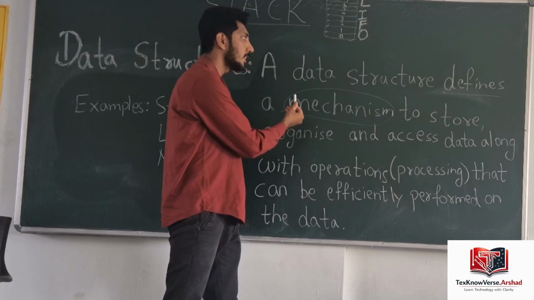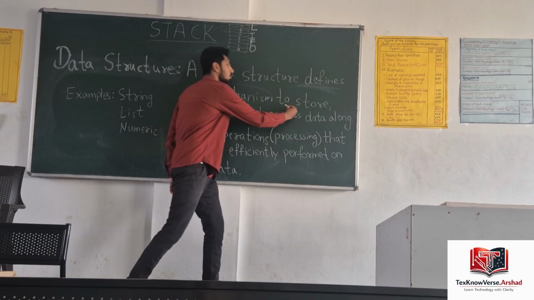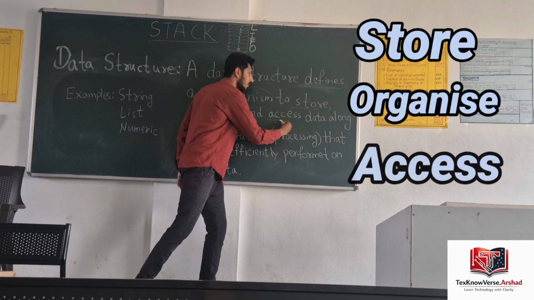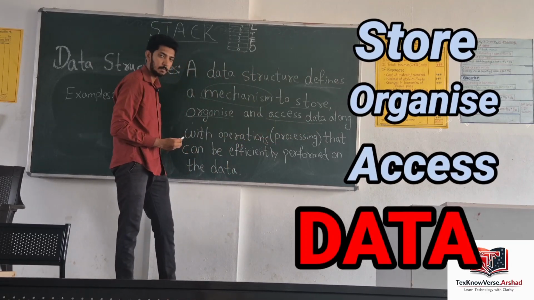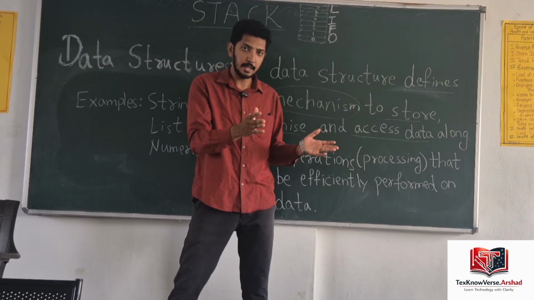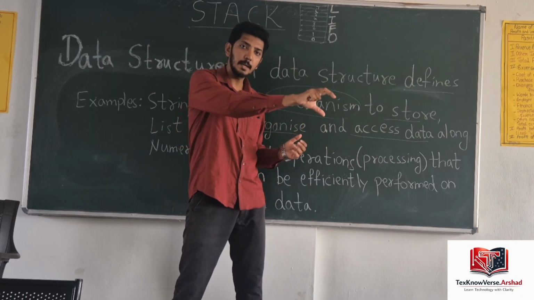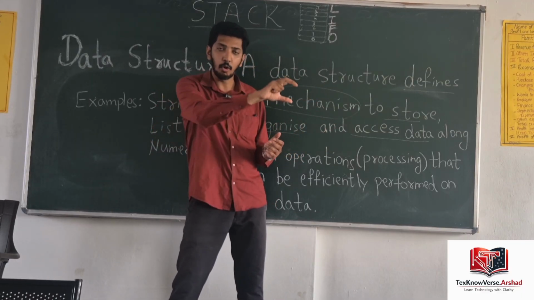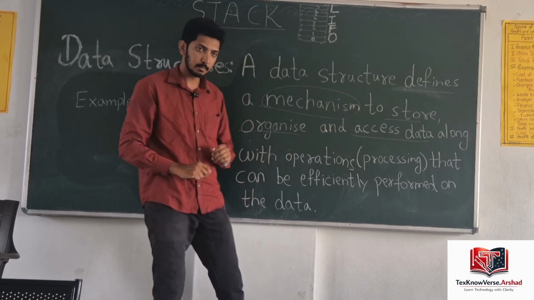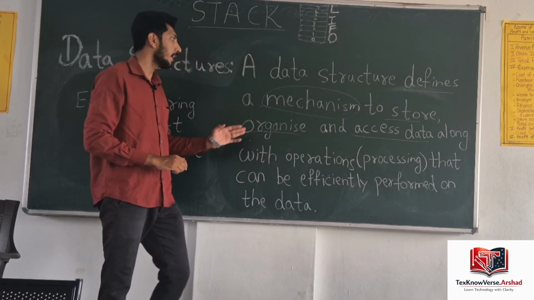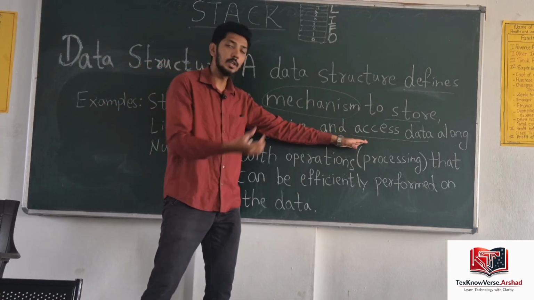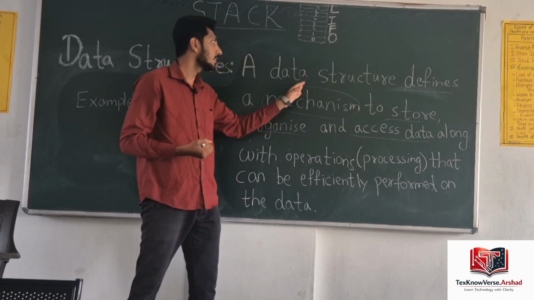For example, a data structure tells how to store, how to organize and how to access the data. Here accessing means there is a particular data type, and from that data type you want to take a particular element. You want to access that particular element. That is called accessing data. So how we can store, how we can organize and how to take out the data, that it tells.